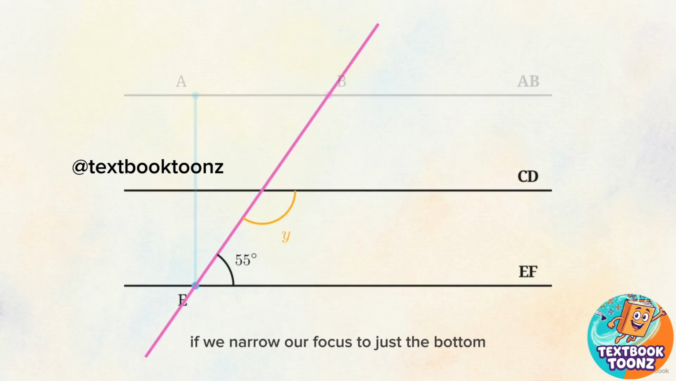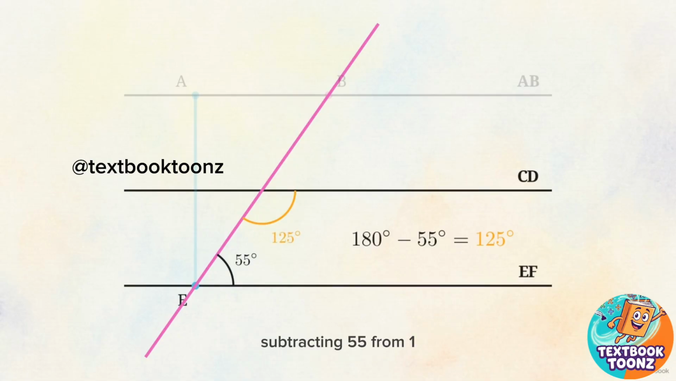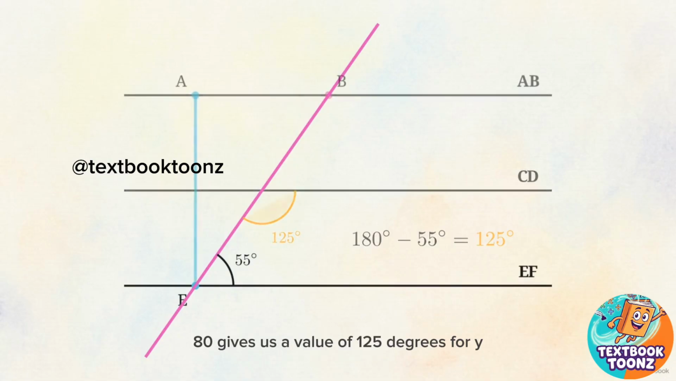If we narrow our focus to just the bottom two parallel lines, we see that Y and 55 sit on the same side of the transversal. Subtracting 55 from 180 gives us a value of 125 degrees for Y.